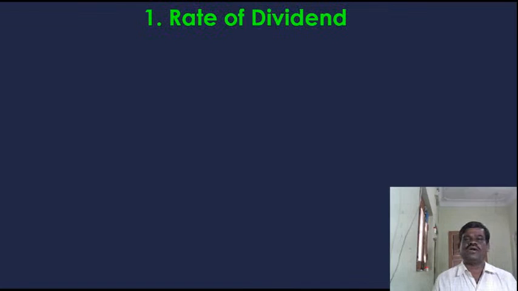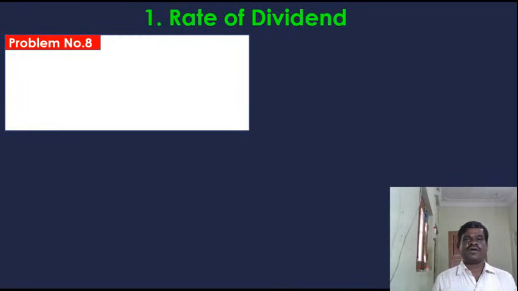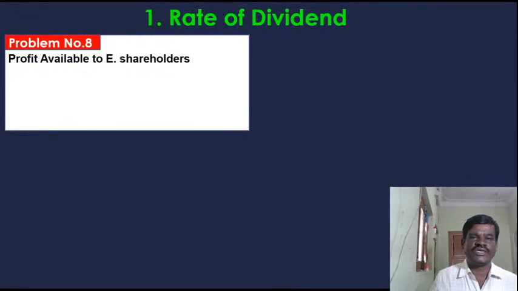First, you have to calculate the value of a share under the yield method, on the basis of the rate of dividend. Take the problem, problem number 8. The profit available to equity shareholders is rupees 3 lakh.